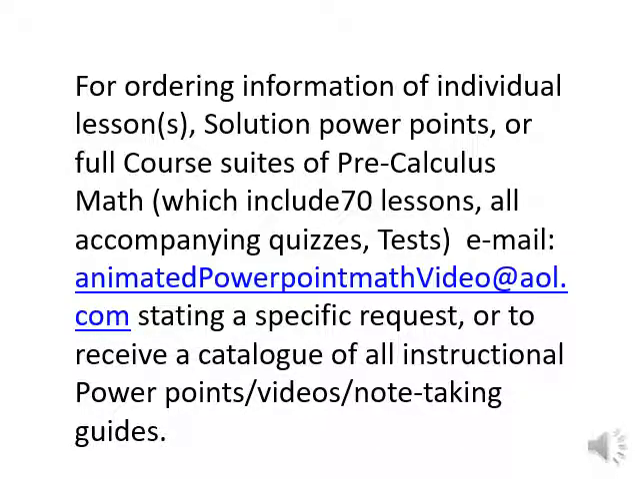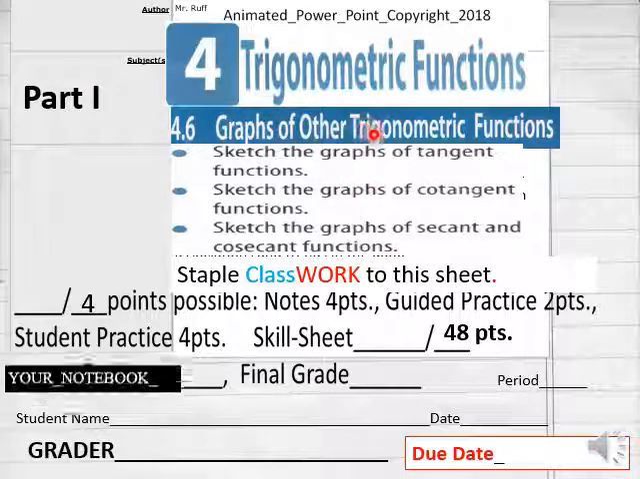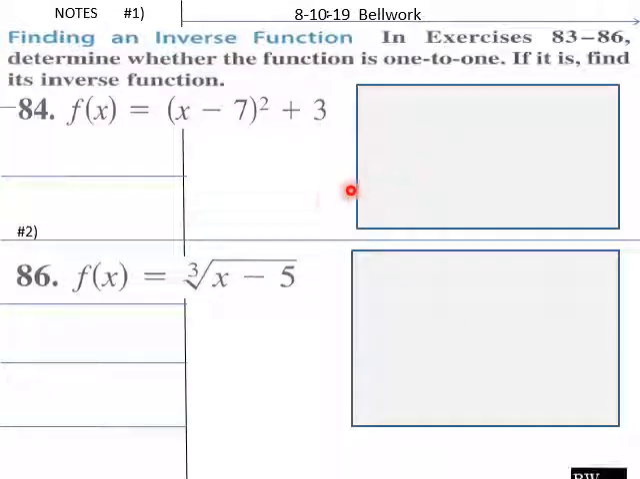Do lesson 4.6 part 1 pre-calculus math today, classwork version of trig graphs. And today we got part 1, graphs of other trig functions. You have 4 points here that go in your notebook, and then 48 points here in your classwork sheet. Get a hold of me for class note-taking guides.